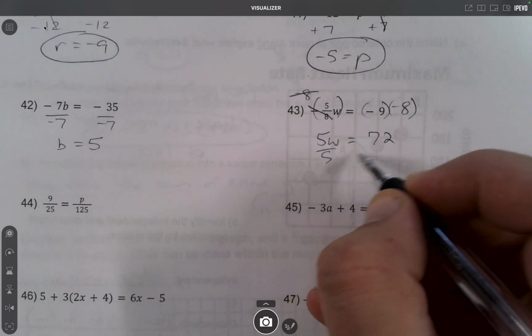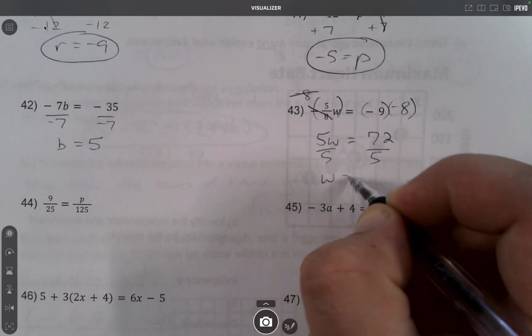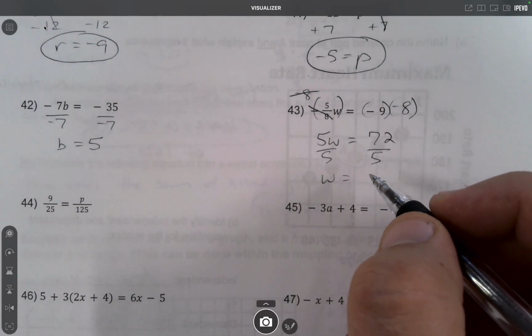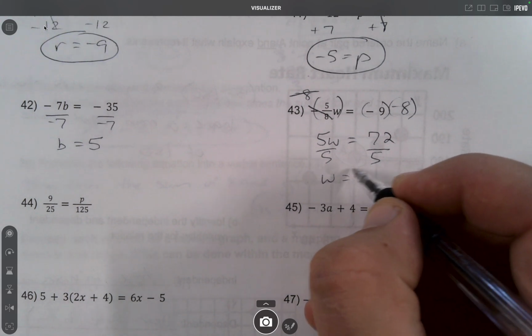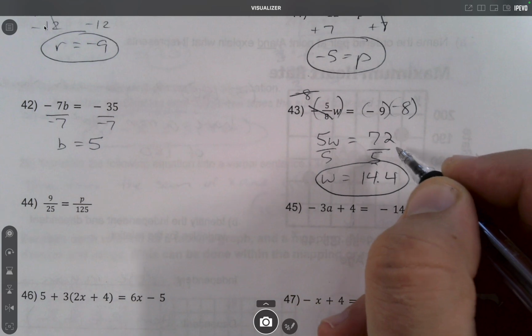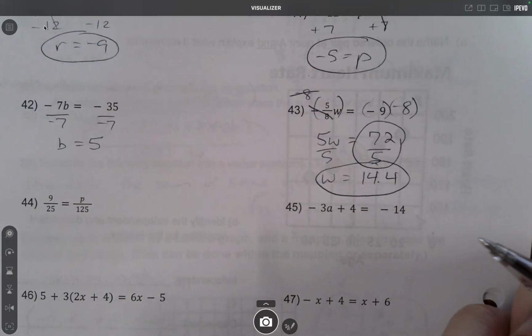Last step is to divide by 5. Now if you leave the answer as a fraction of 72 over 5, that's completely fine. I would accept that. If you prefer the decimal, it's 14.4. But I would happily accept 14.4 or 72 over 5. Both of those are good answers.